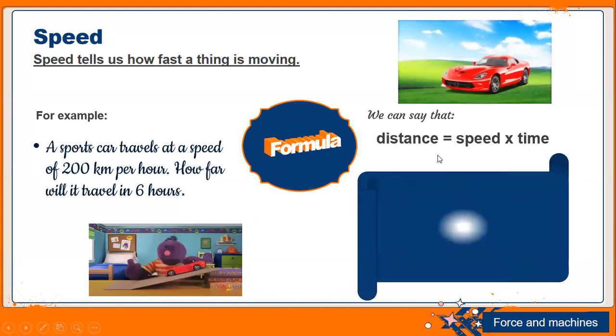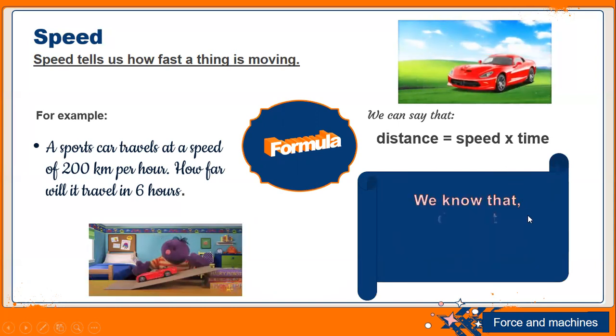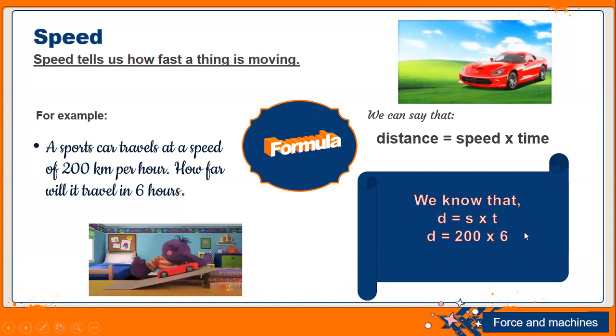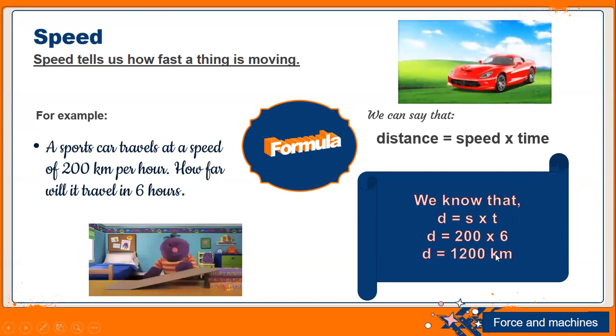Here, we need to find the distance, so we can write as symbols: d is equal to s multiplied by t. s is given as 200 km per hour and t is given as 6 hours. So just putting in the values, now we do the simple multiplication and get the answer: d is equal to 1200 km. That is the distance traveled by a sports car at a speed of 200 km per hour in 6 hours. Learn this formula, students, and try it with different numbers.